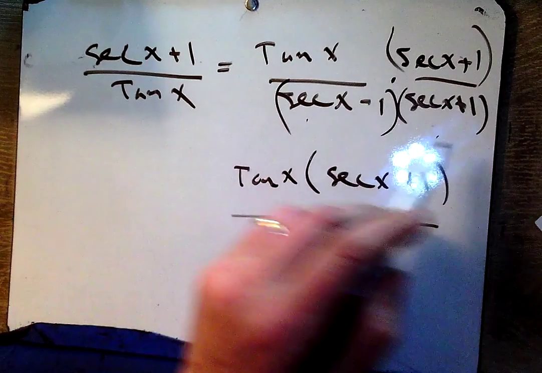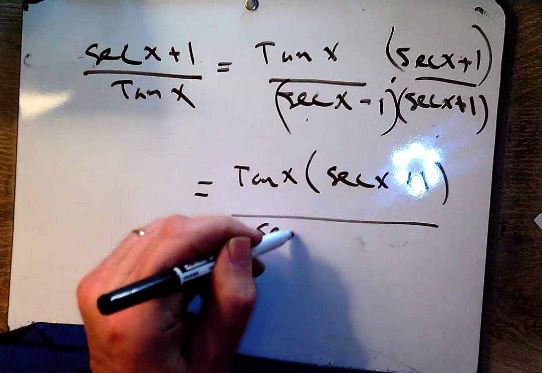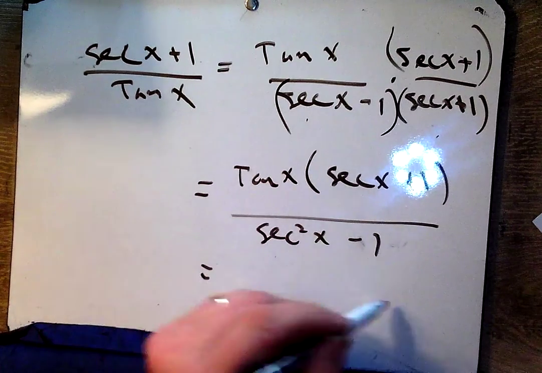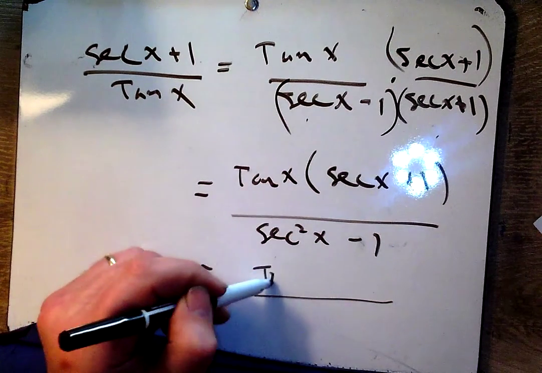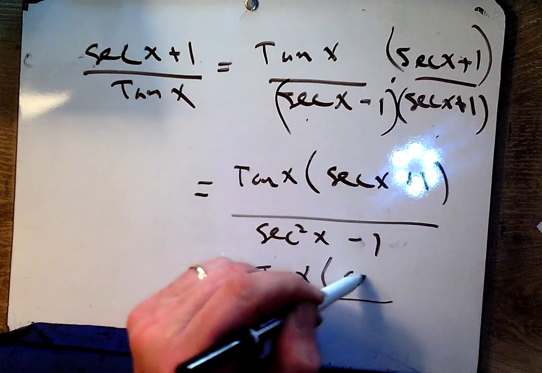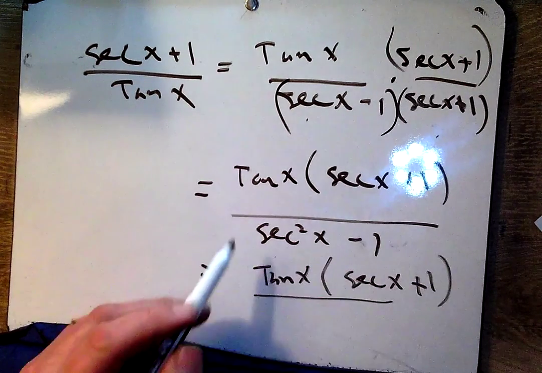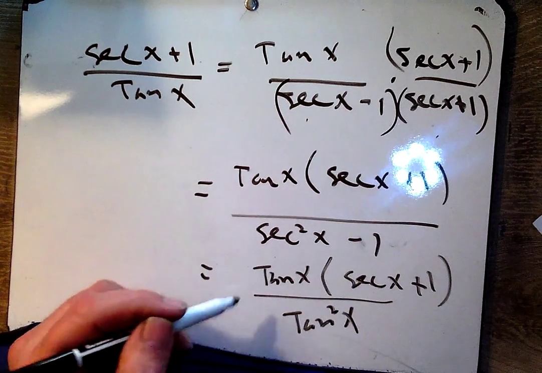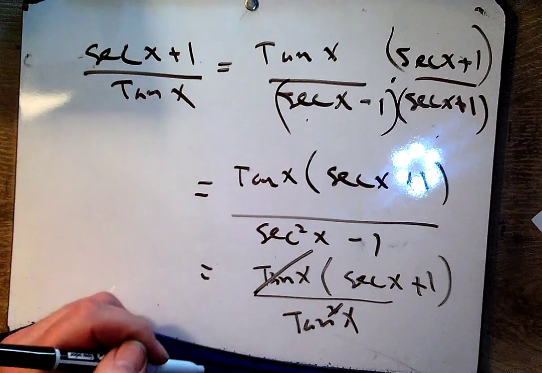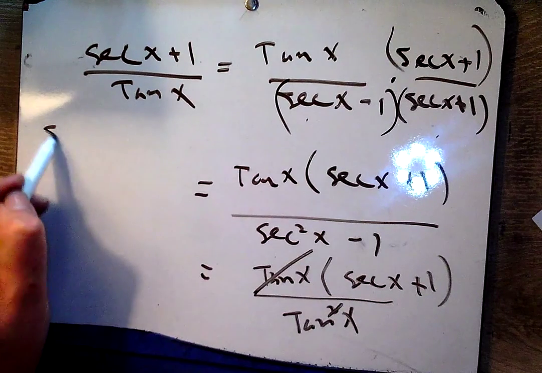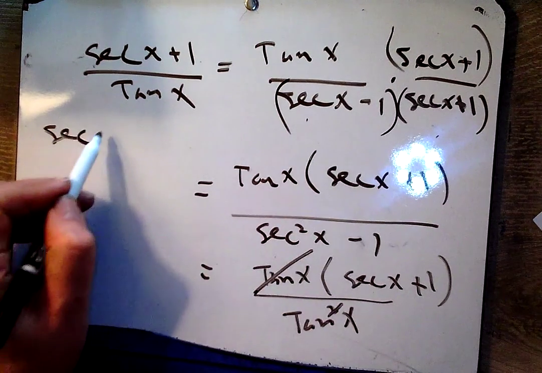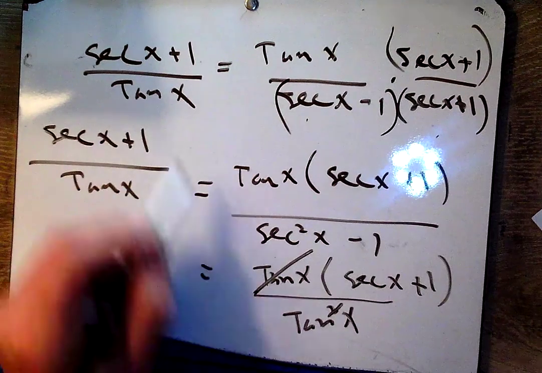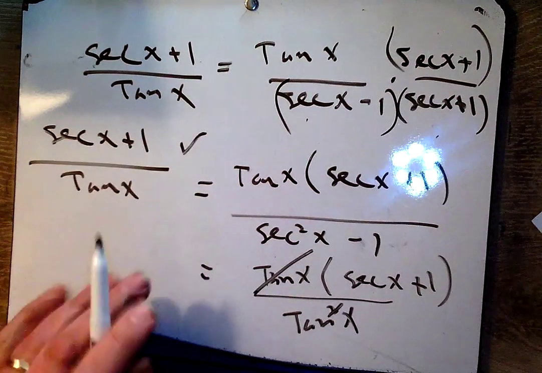When I FOIL, I get a difference of squares, secant squared x minus 1. Well, what is secant squared x minus 1? It is one of our Pythagorean identities. What's it equal to? Secant squared x minus 1 is tangent squared x. So I can cancel those. Where am I now? I'm now at secant x plus 1 on top and tangent x. Oh, yay! I'm done.